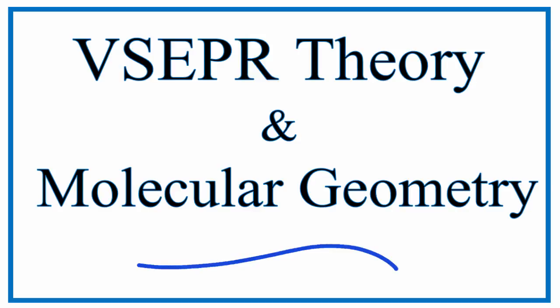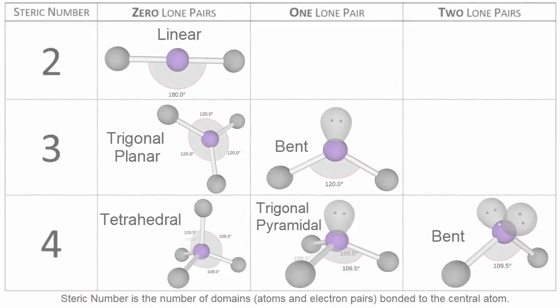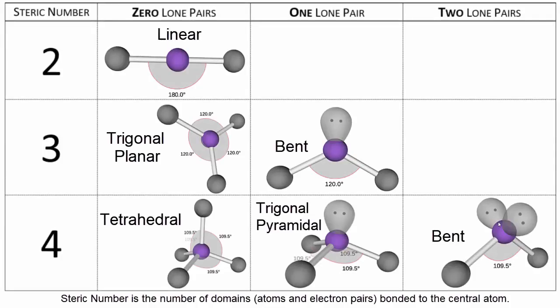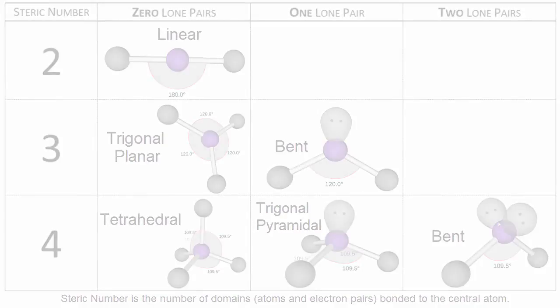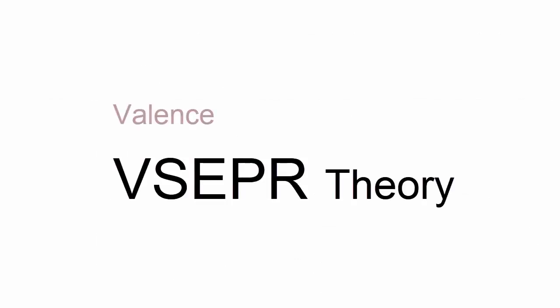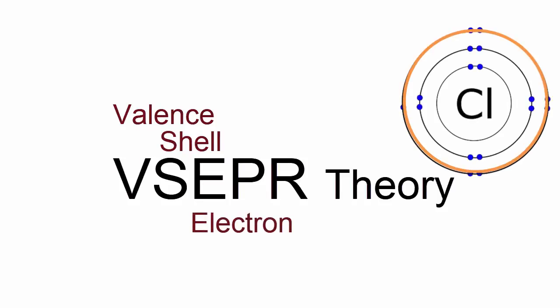In this video, we'll use VSEPR theory to practice identifying the major molecular geometries, including bond angles. The VSEPR model is a simple yet powerful tool to predict the shape of molecules. So we'll look at the valence shell electrons. These are the electrons on the outside of the atom, and they come in general in pairs.